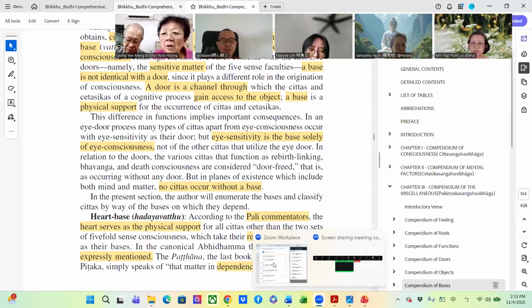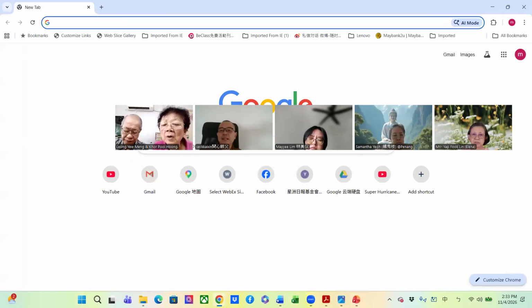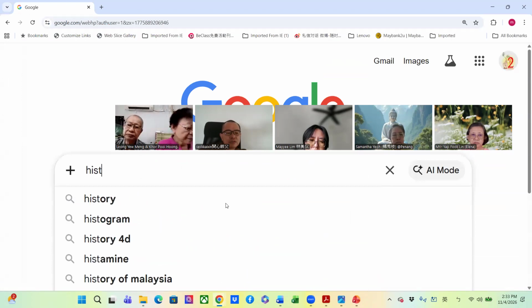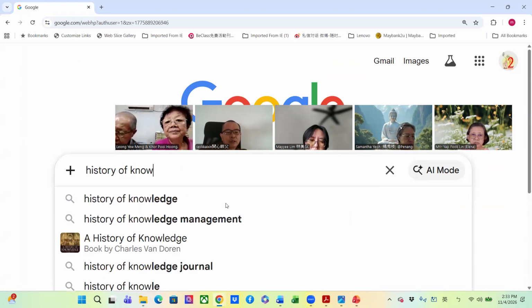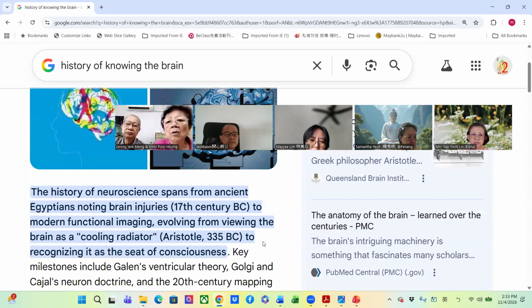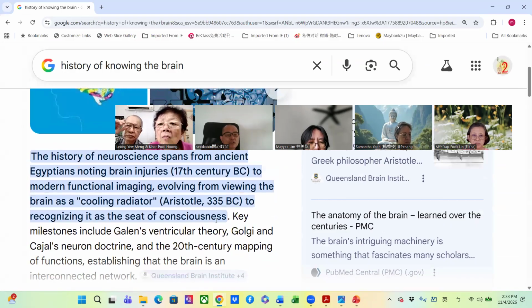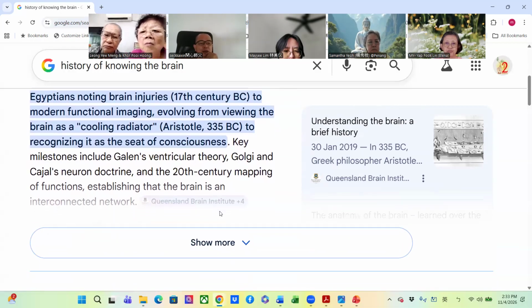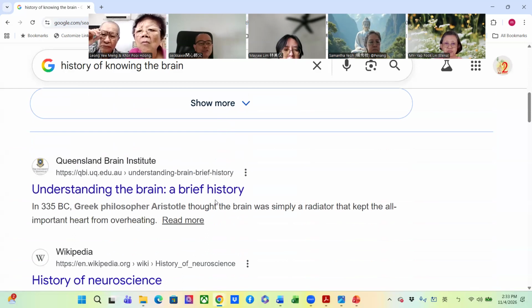So let me check a little bit. I think the history for the brain, maybe less than 200 years. Let me check first. History of knowing the brain. Okay, let's see. Yes, okay. Oh, it's about the 17th century. No, we want modern functional imaging. Recognized as a seat of the consciousness. It's quite early, class, you see. Aristotle, before Christ.